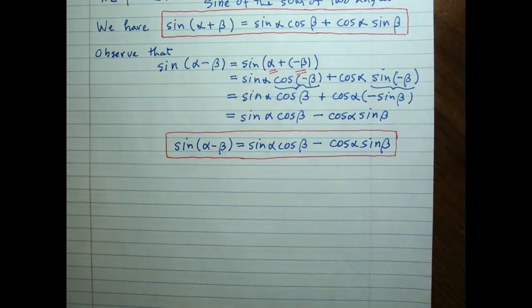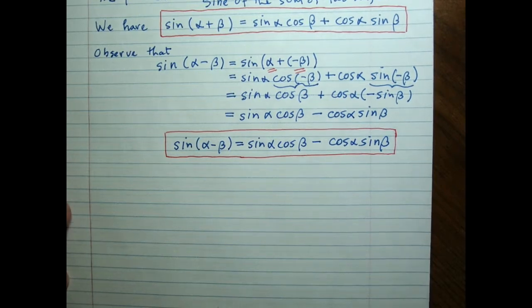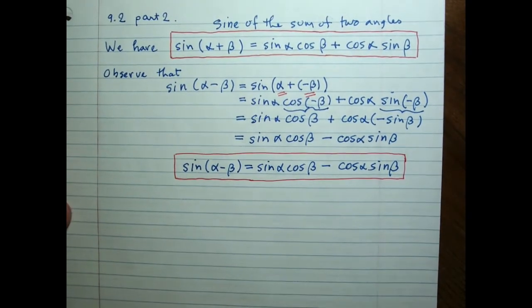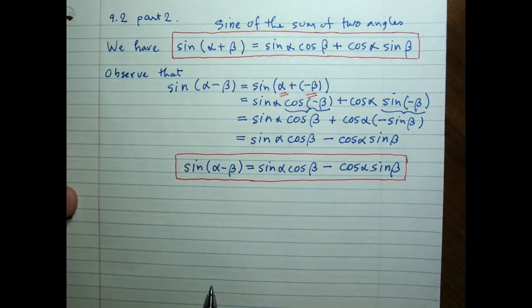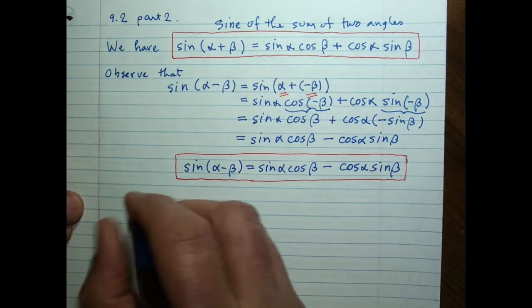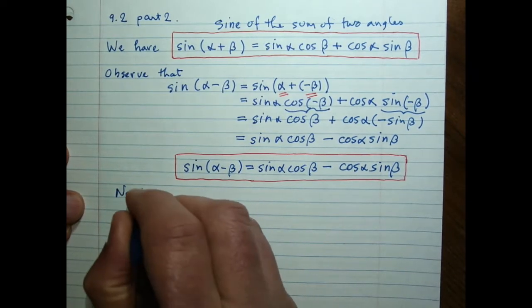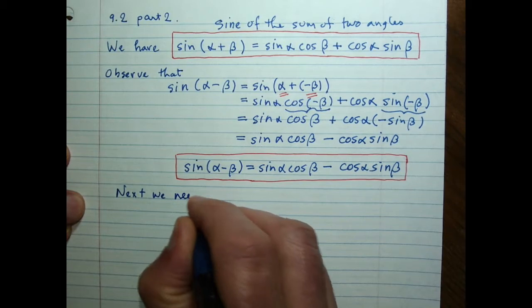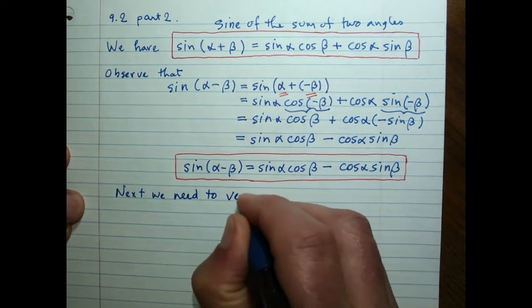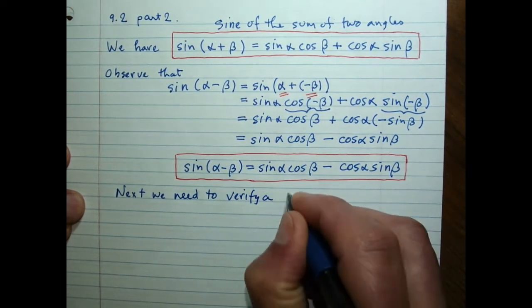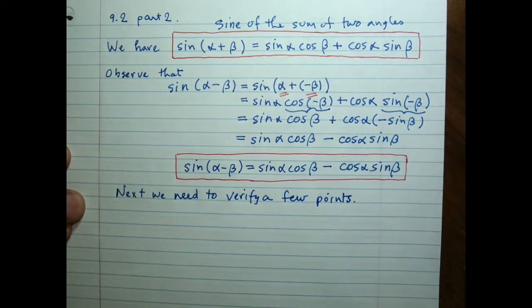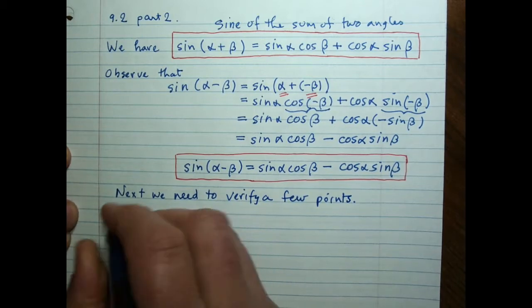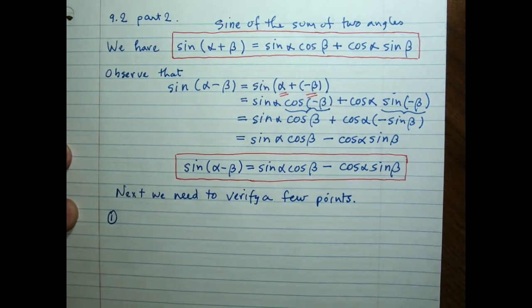And what we're going to do now is work on deriving similar identities for cosine. And they're going to be kind of similar and kind of different, and that's going to be interesting. But first, or I'll say next, we need to verify a few points before we can go further. So I'm going to break this down into several pieces, and I'm going to number them.